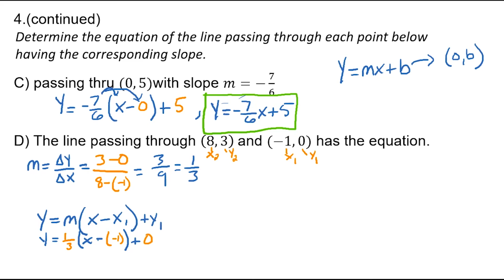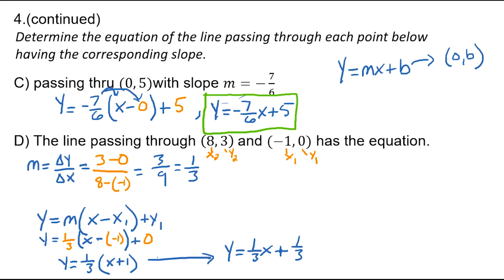So now when I simplify all this, I am going to end up with, the next step down, y is equal to 1/3, and on the inside I have x plus 1. And then when I distribute this 1/3, the value of the slope, I end up with y is equal to 1/3 x plus 1/3. And so you remember that this is our slope intercept form here.